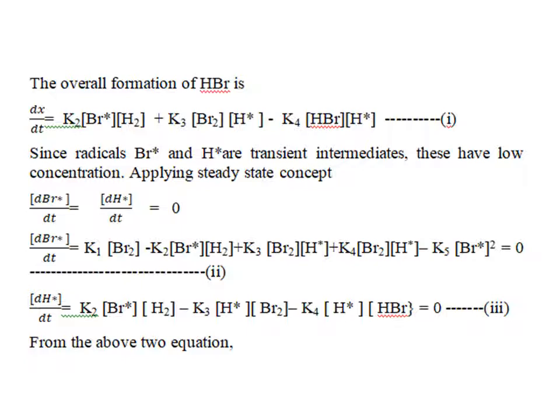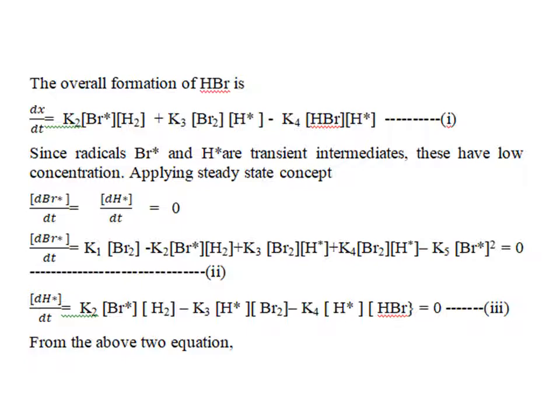From the above two equations, now again the overall formation of HBr is dx/dt, that is equal to k2 into concentration of [Br*] into [H2] concentration plus k3[Br2] into concentration of [H*] minus k4[HBr] into concentration of [H*]. This is equation number 1.